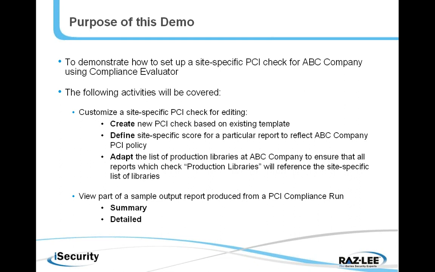We'll show how to define a site-specific score for a particular report in order to reflect your company's policy, and we'll show you how to adapt the list of production libraries at your company in order to ensure that all reports which check production libraries will indeed reference your list of libraries. And of course, we'll show some sample output report produced from the PCI compliance run in both summary and detailed format.